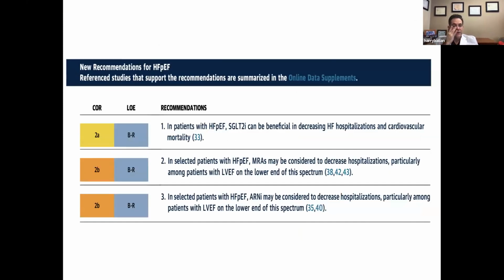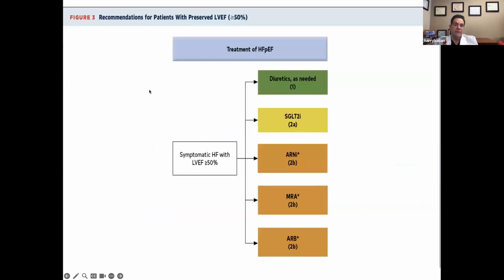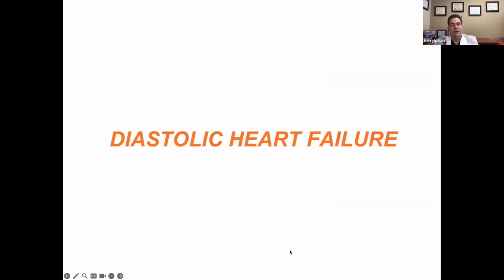The HFpEF are patients that have preserved ejection fraction and heart failure symptoms. Class 2A indication on these patients also with the SGLT2 inhibitor. It can be beneficial in decreasing heart failure hospitalization and cardiovascular mortality. So in the HFpEF arm, again, diuretics, SGLT2 inhibitor, consider ARNI, such as the Entresto, consider the aldosterone antagonist, or consider the ARBs.